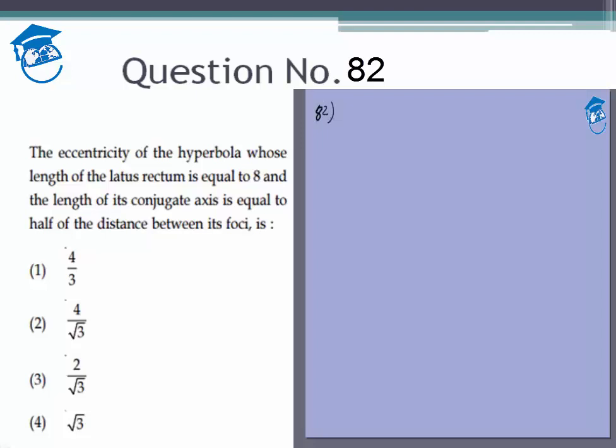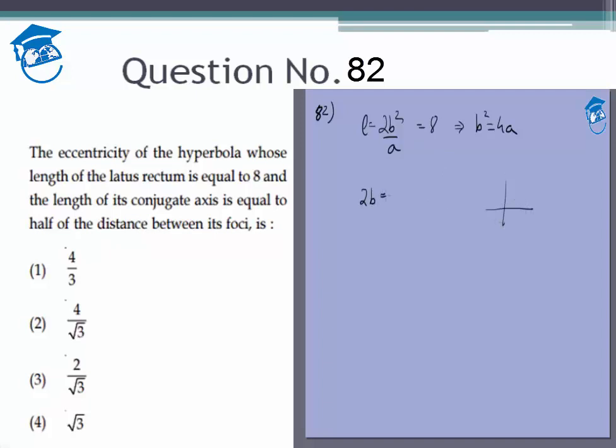We know what the formula for the length of the latus rectum is. It is 2b squared by a. And we are given that it is 8, which means b squared is equal to 4a. And then we are given the length of the conjugate axis. The length of the conjugate axis is 2b. This is the transverse axis, this is the conjugate axis.